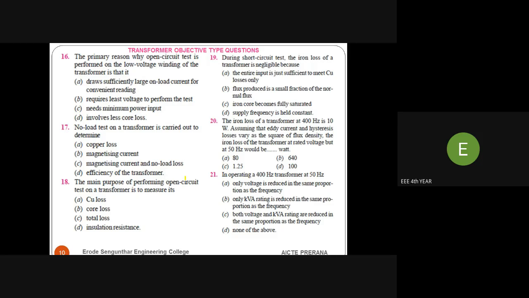Question number 16. The primary reason why open circuit test is performed on the low voltage winding of the transformer is: to draw sufficiently large load current for convenience of reading, it requires least voltage to perform the test, it needs minimum power input, or it involves less core losses. To draw sufficiently large load current for convenience of reading is the correct answer.